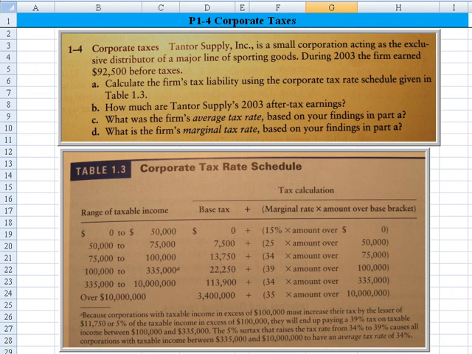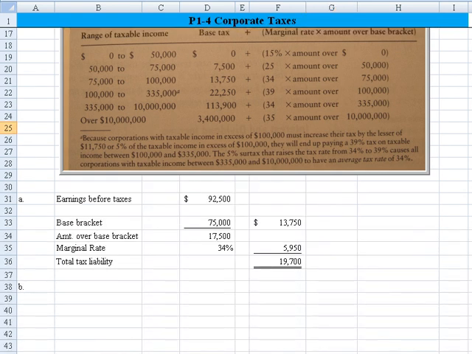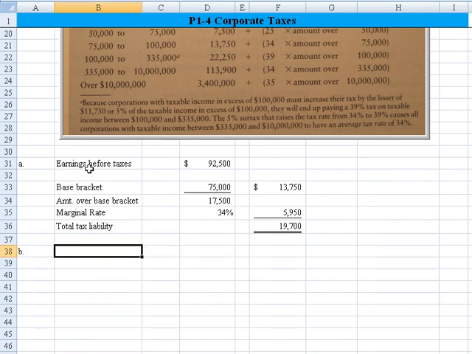Now I've moved back to the top of our spreadsheet so that we can read Part B, which says how much are Tantor Supply's 2003 after-tax earnings. Let's slide back down and give us a little room here. We know that the earnings before tax, I'll just reference that cell right there, is equal to the 92.5, right? And we know the total tax liability is what we have just calculated above. So we'll call this one income taxes, and that would be equal to the 19,700 we calculated.